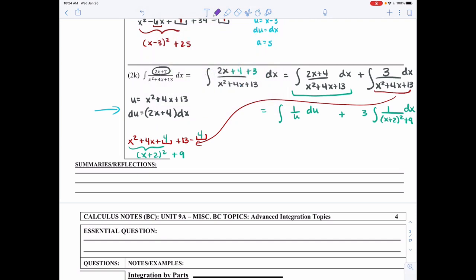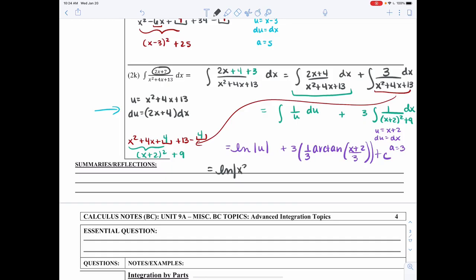Do you see that arctan? Taking my antiderivatives, I've got natural log absolute value of u. I've got a 3 here. My u is x plus 2. My a is 3. So when I take this antiderivative, remember that arctan has a 1 over a, so 1 over 3 arctan u over a. Don't forget your plus c. We're going to write our final answer: natural log, absolute value, x squared plus 4x plus 13. My 3's are going to go away, and I've got arctan x plus 2 over 3 plus c.